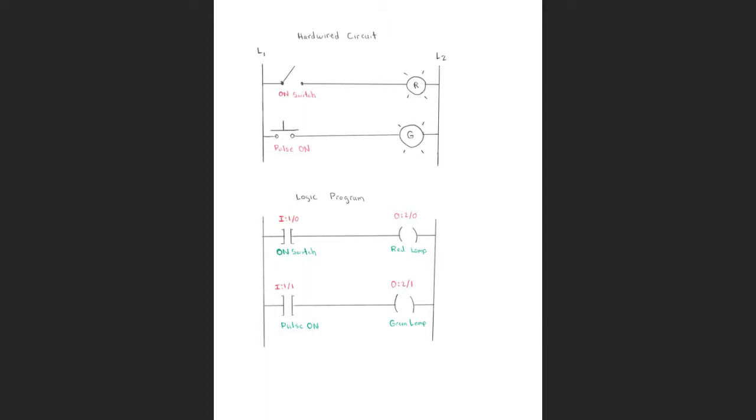Also note my power lines. This is line 1 and line 2. And we mentioned in class before, you can think of current as just flowing from left to right in the hardwired circuit. Below I have the logic program to implement this circuit. So we use the examine if closed instruction, and we use another examine if closed instruction, and then we have our output energized to represent the red lamp and the green lamp. So how would you show that in your I/O wiring diagram?